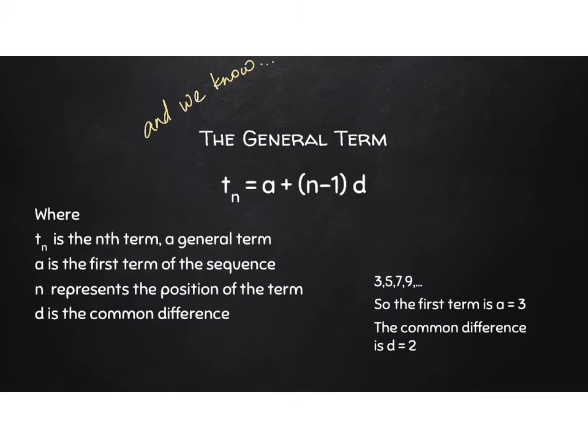When we looked at arithmetic sequences, we talked about the general term. So n would be the nth term, like the 10th. If n was 10, it would be the 10th term in the series. In order to figure out a particular term, we take the first term and add the difference n minus 1 times. So a is the first term, n is the position of the term, and d is the common difference.